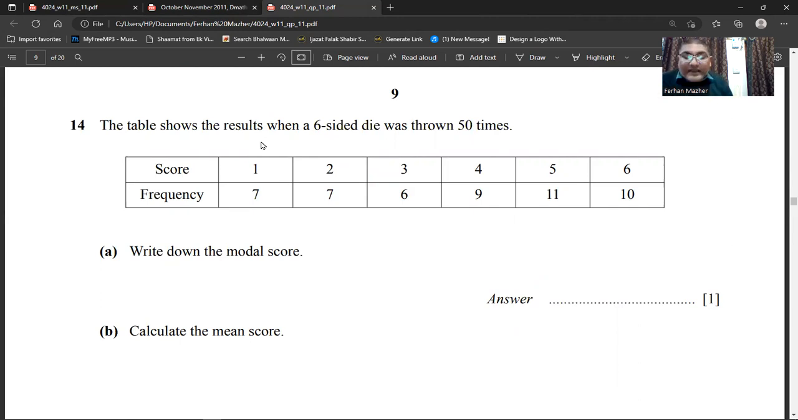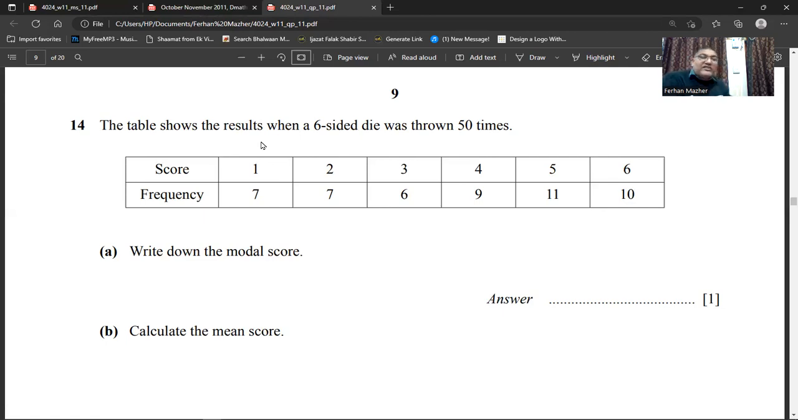And they have noted down how many times 1 comes, how many times 2 comes, 3 comes, 4 comes, 5 comes, and 6 comes. So 1, its frequency is 7, 2, its frequency is 7, 3, its frequency is 6, 4, its frequency is 9, and 5, its frequency is 11, 6, its frequency is 10.